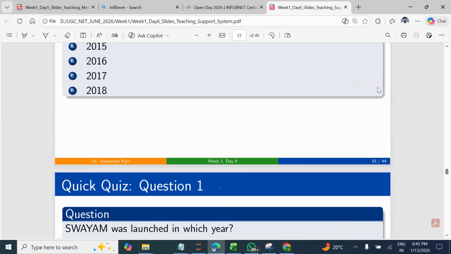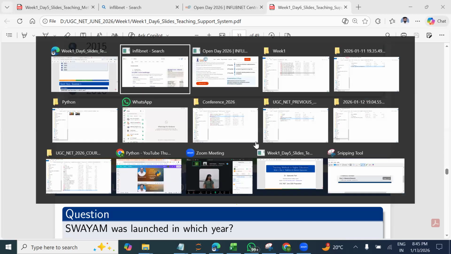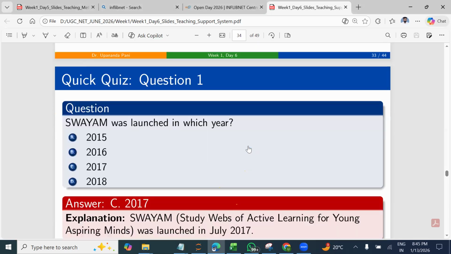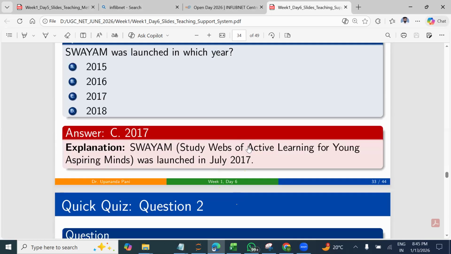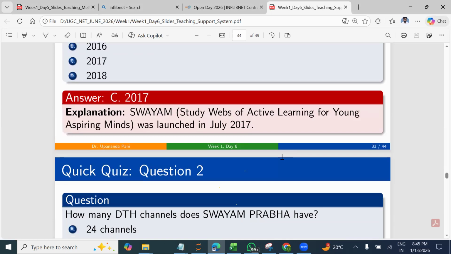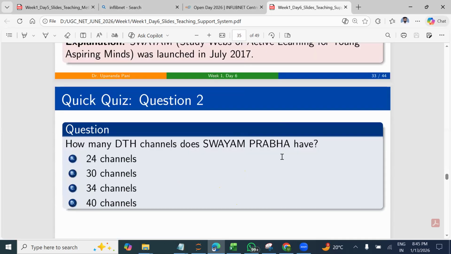What is the answer? Who all are participating? Let's see. Okay, very good. So C, yes, it is C. SWAYAM is basically Study Webs of Active Learning for Young Aspiring Minds, which was launched in July 2017.